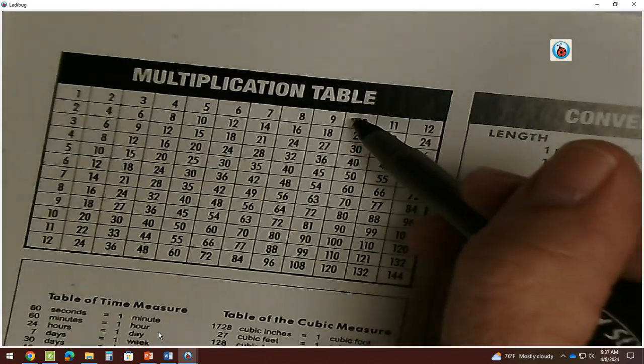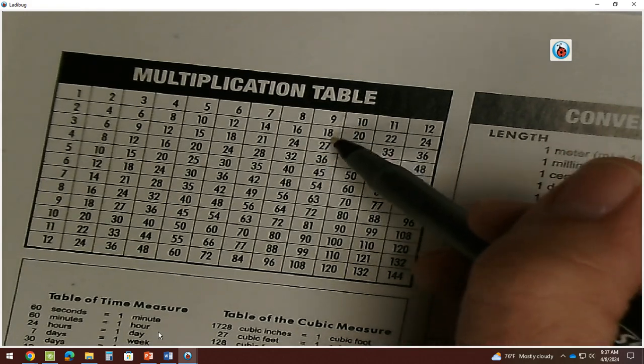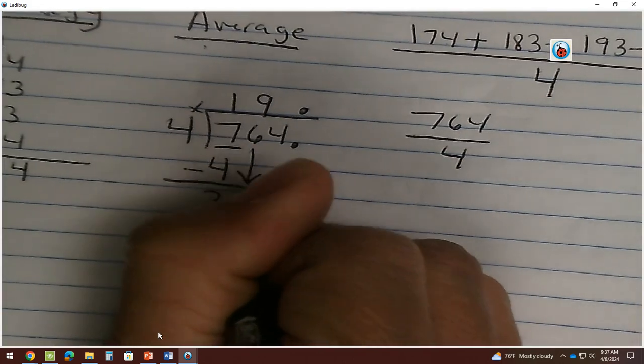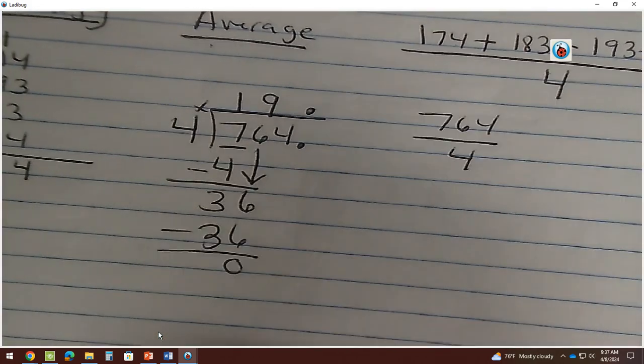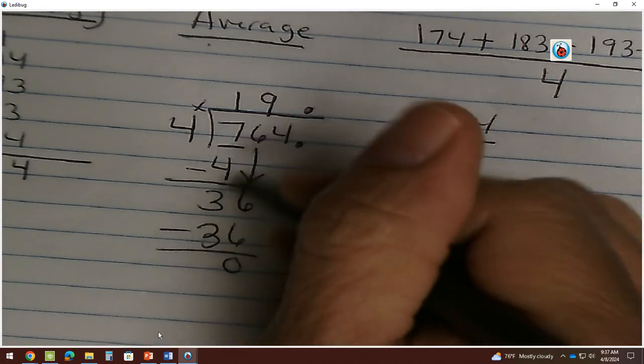Now what was on the bottom? 36. Guess what? That one goes on the bottom. Now I'm done with the first one. I'm done with the second one.